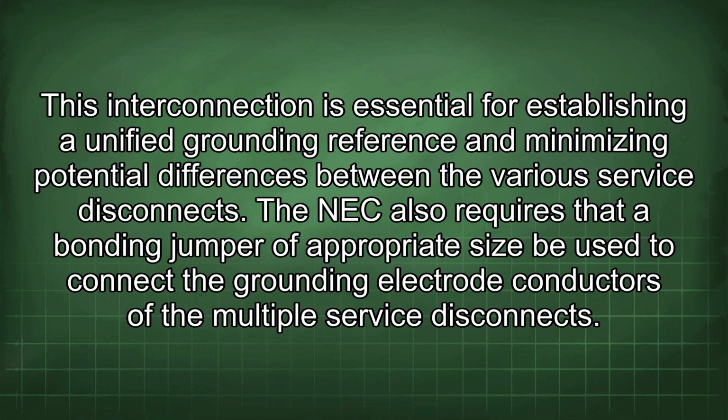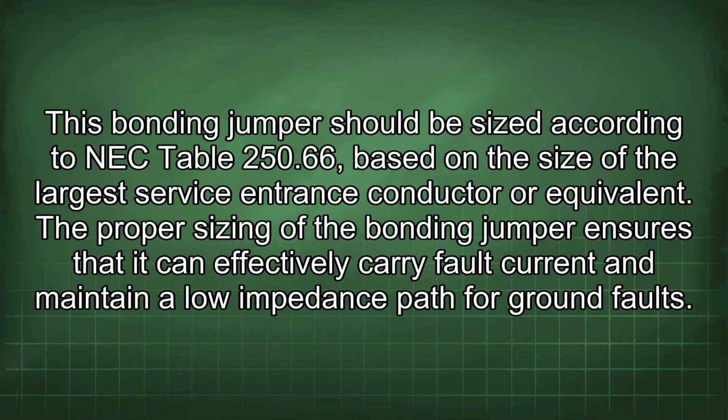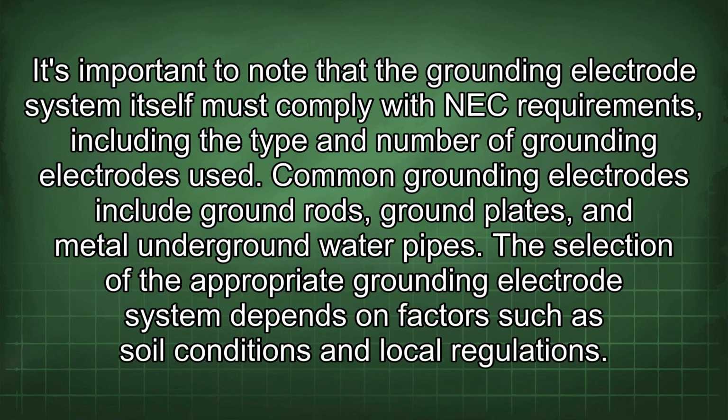The NEC also requires that a bonding jumper of appropriate size be used to connect the grounding electrode conductors of the multiple service disconnects. This bonding jumper should be sized according to NEC Table 250.66, based on the size of the largest service entrance conductor or equivalent. The proper sizing of the bonding jumper ensures that it can effectively carry fault current and maintain a low impedance path for ground faults. It's important to note that the grounding electrode system itself must comply with NEC requirements, including the type and number of grounding electrodes used.